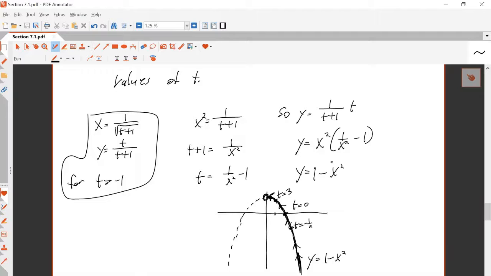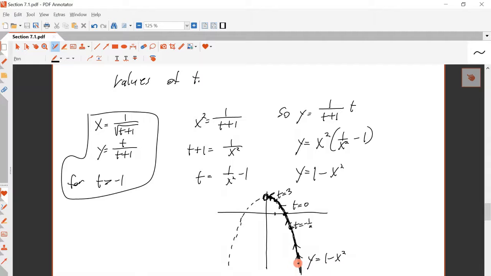All right, so we have this parabola, y equals 1 minus x squared. For t equal to 0, we're here. For t equal to 3, we're here. And then for negative values of t, say, t equal to negative 1/2, the y value at t equal to negative 1/2, well, this is negative and this is positive. So we're negative, we're down here.